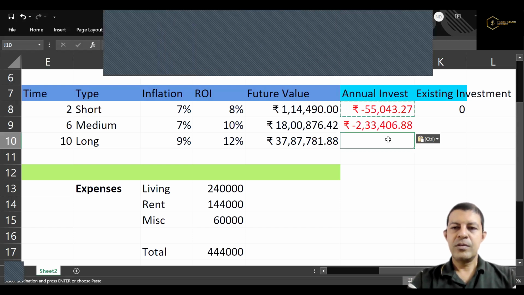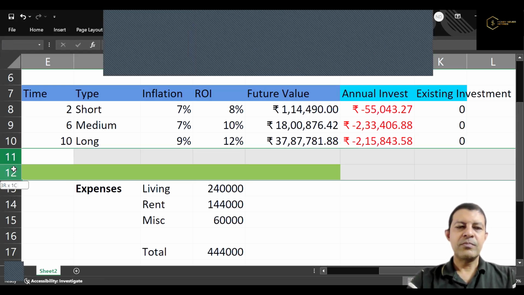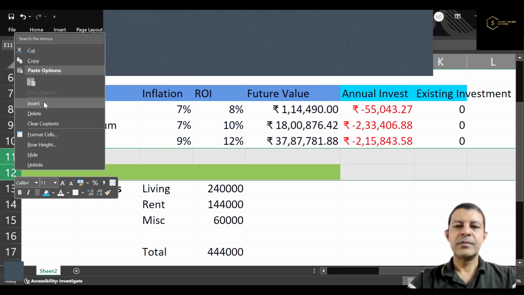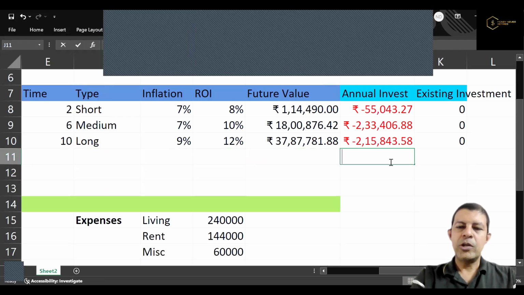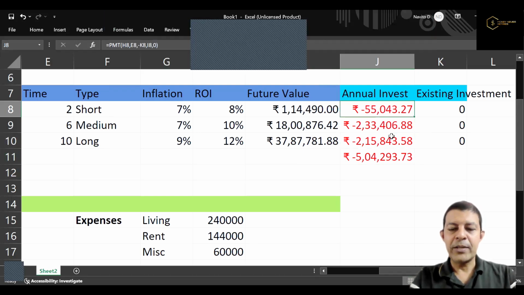So this and then this, and we have no existing investments. So we keep one more row up, and we total it all up. So he needs to invest 5 lakhs starting today.